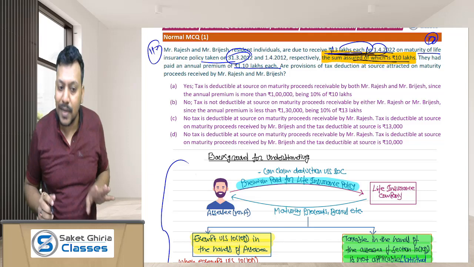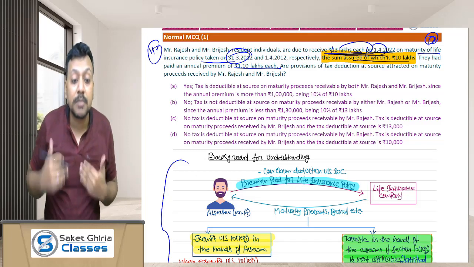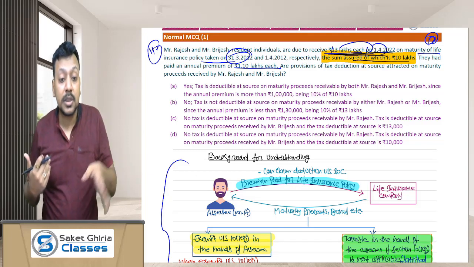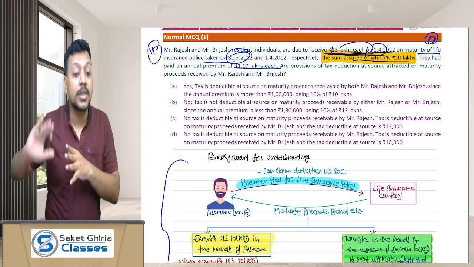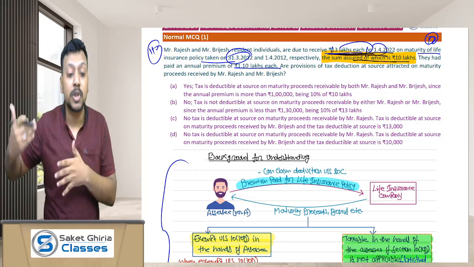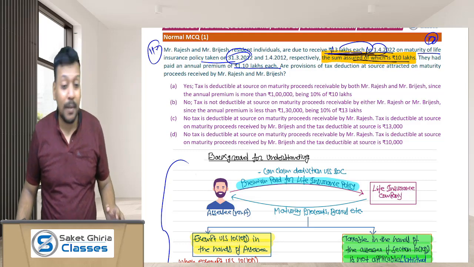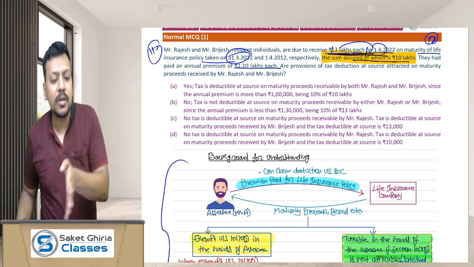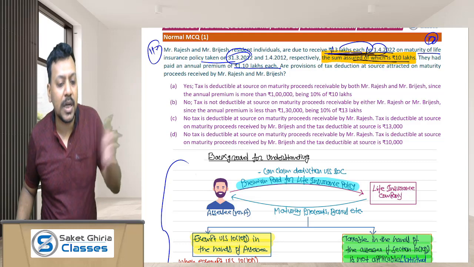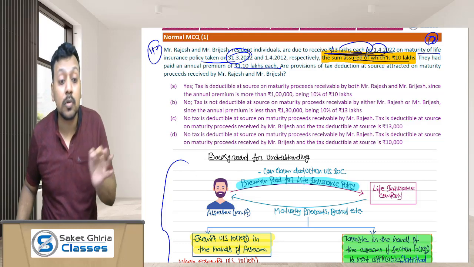Are you guys getting it? Okay, but as far as Mr. Brijesh is concerned, Mr. Brijesh is paying an annual premium which translates to 11% of the actual capital sum assured, which exceeds the threshold limit of 10% as provided by section 10(10D) for the policies which have been taken on or after 1/4/2012.